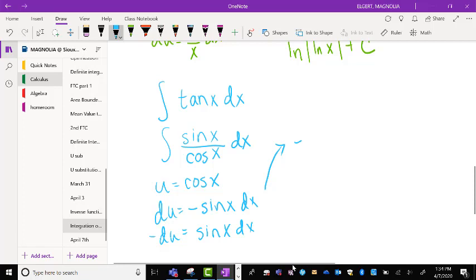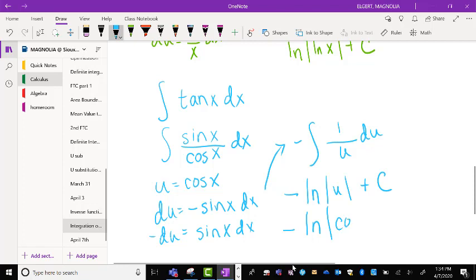So I get negative, I'm going to integrate, it looks like 1 over u du. So I get negative the natural log of the absolute value of u plus c. Put my function in terms of x, so I get negative the natural log of the cosine of x plus c.